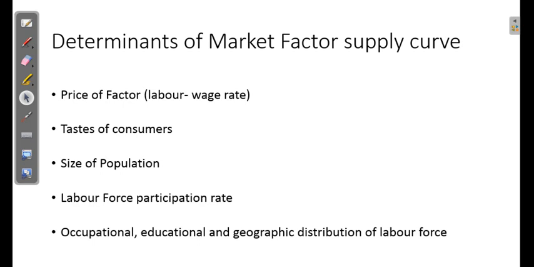By occupational distribution of labor force, it implies that supposingly a country has more people who are working as engineers, and may have less people working say as teachers, or a country may have more people who are working in say legal services or commercial activities, so they belong to business community, and less people who are say working as management. So depending upon the occupational distribution of labor force, we may have more market factor supply curve in one occupation compared to others.